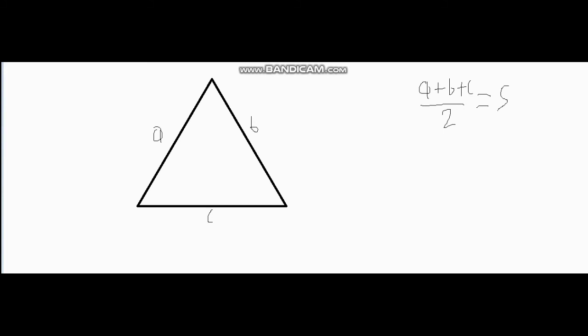Now, Heron's formula says that the area of the triangle, let's call that A, is equal to the square root of S times S minus A times S minus B times S minus C. So we would go ahead, we would find the perimeter, divide it by 2, and we get S. Then we would plug S and the A, B, and C values into this formula, and it would give us the area of said triangle.